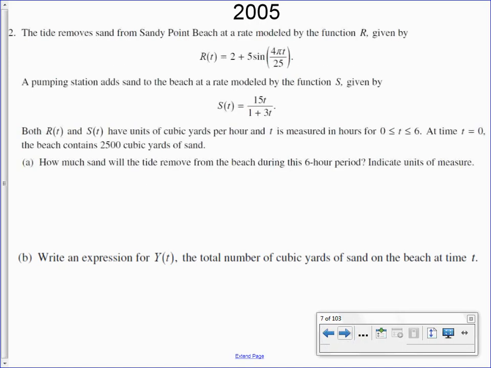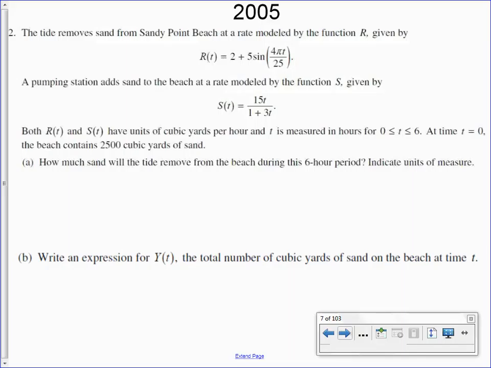Yep, 2005. We're doing this one together. All right, and I'll tell you ahead of time, this tends to be one of the two free response questions on the AP exam that you're allowed to use a calculator on. I'm not saying always, but usually. And I usually like to put whatever the rate in in Y1 and the rate out in Y2. So let's take a look at this problem.